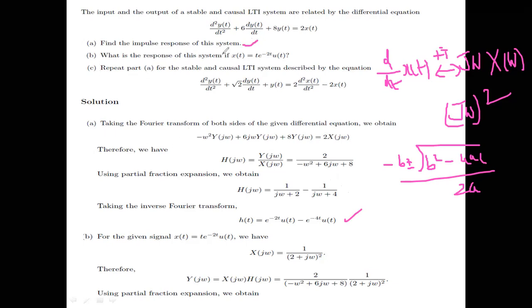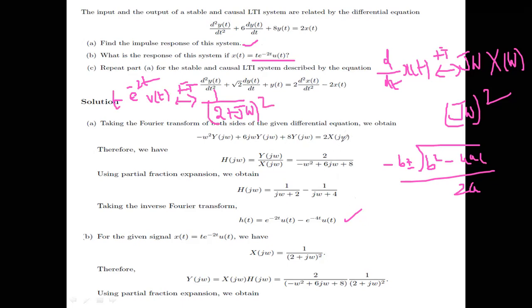And the second one: what is the response of this system if x of t is equal to t into e power minus 2t mu of t? So instead of x of j omega, now what is it? Actually, for e power minus 2t mu of t, the Fourier transformation is 1 by 2 plus j omega. And since t is multiplied here, it becomes a whole square: 2 plus j omega whole square.